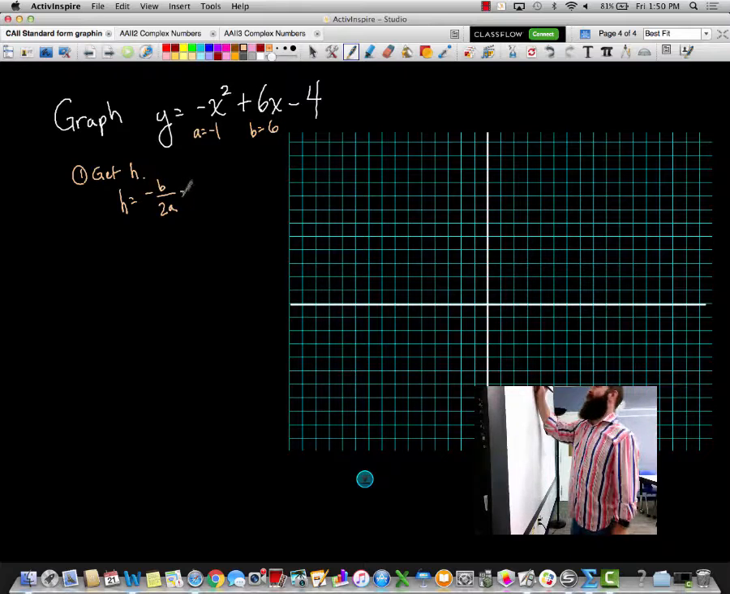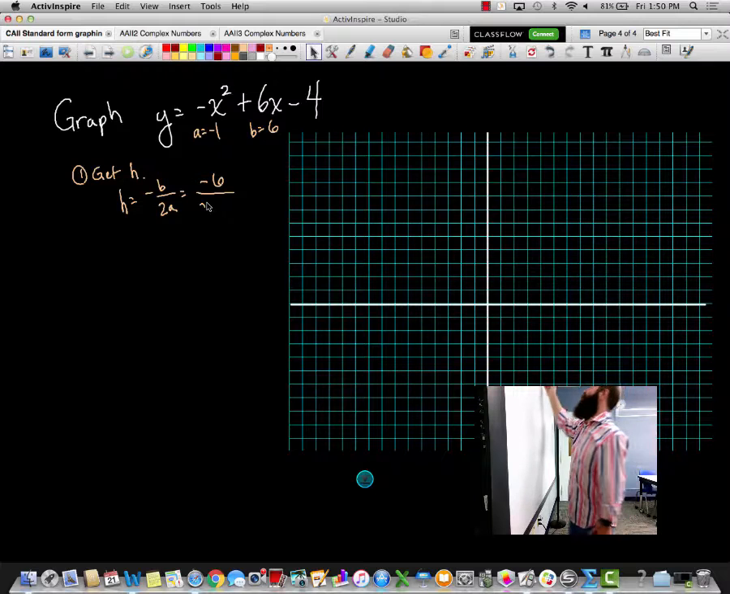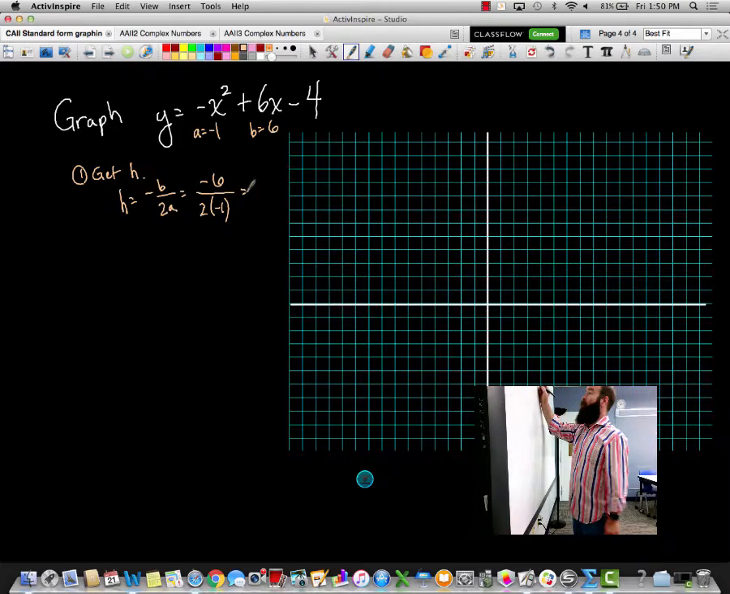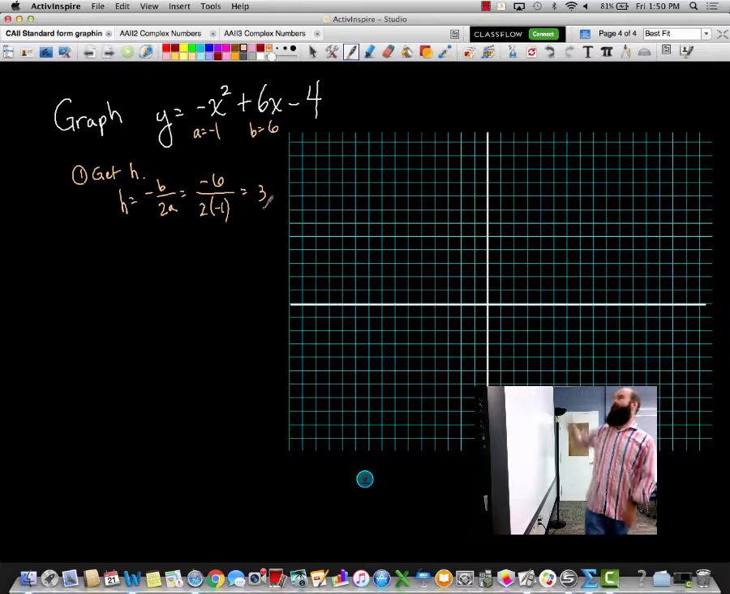So when I find h, which is the x coordinate of the vertex, then this would be negative b, which is 6, over 2 times a, which is negative 1. So that's going to be negative 6 over negative 2, which is positive 3. That's the x value of the vertex.